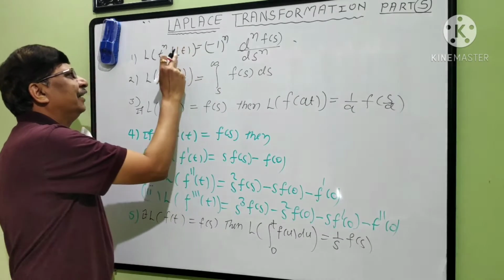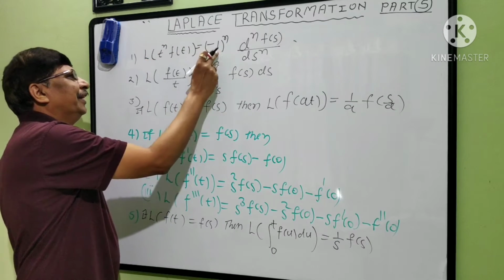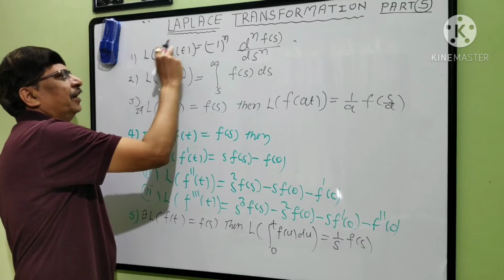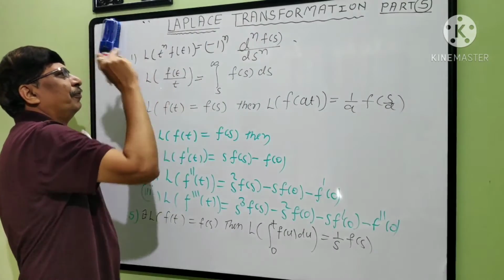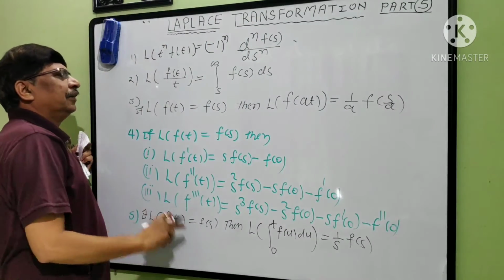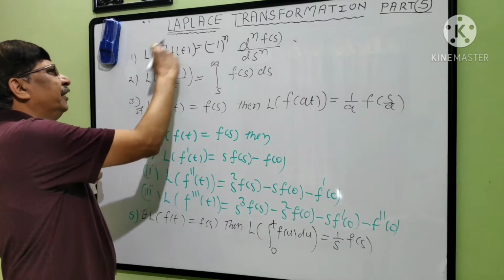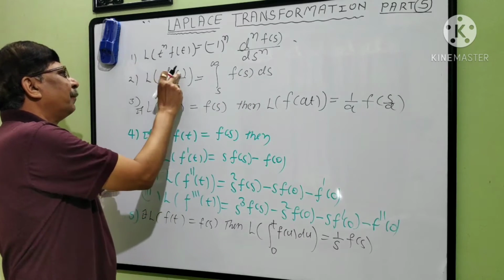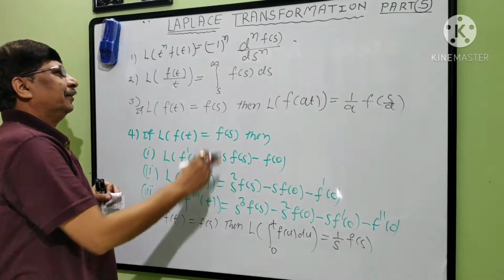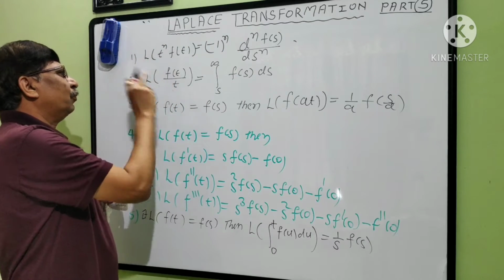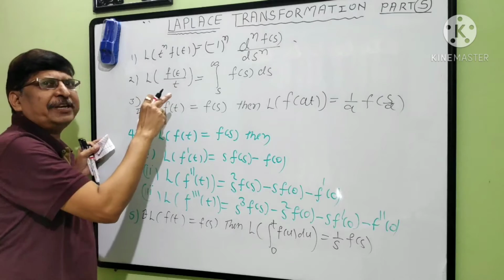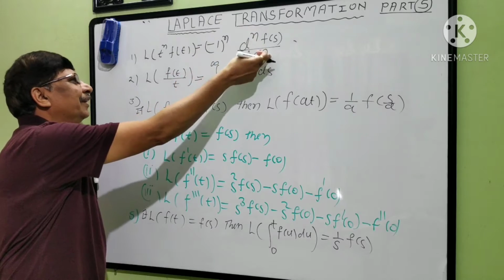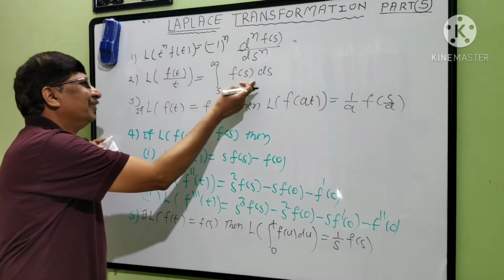Means if we multiply this f of t by t, you will get the first derivative. If you multiply f of t by t square, you have to find the second derivative of F of s, and like this. Now the second rule: if multiplied by t, then find the derivative. If divided by t, then find the integration. Means if you know the Laplace transformation of f of t, let it be F of s, and you want to find the Laplace transformation of f of t upon t, then integrate this. If multiplied by t, find the derivative. If divided by t, find its integration.